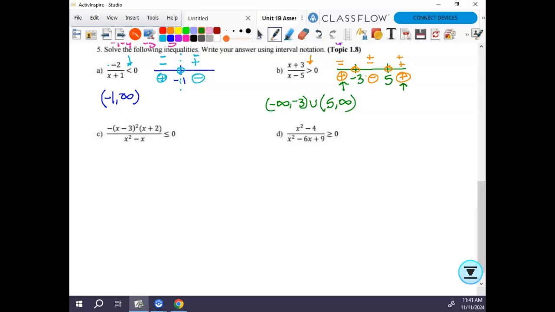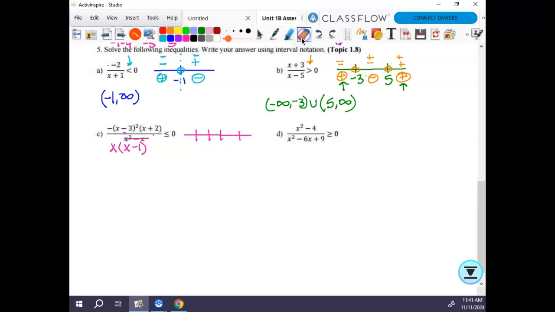All right. Make my sign chart here. And I also need to factor the denominator. So I can factor that into x times x minus 1. And there's nothing to cancel out or anything. So I have 4 things to put on there. 2 zeros, 2 asymptotes. 1, 2, 3, 4.